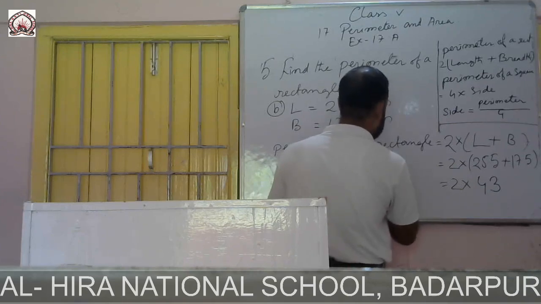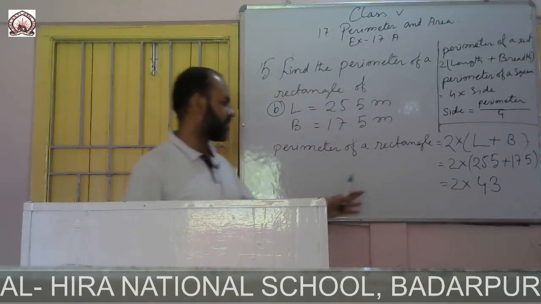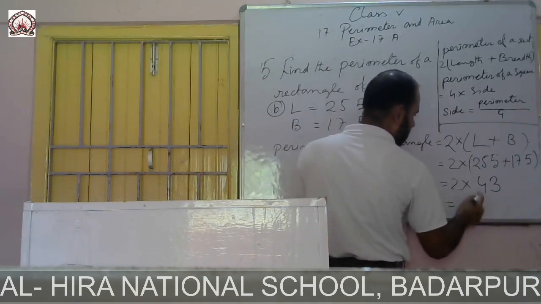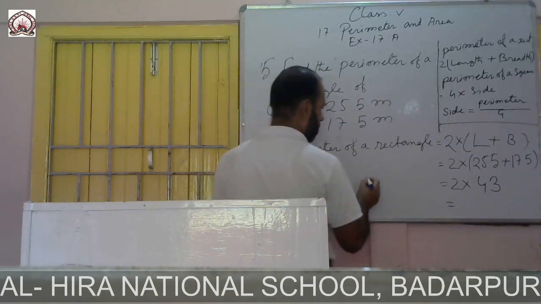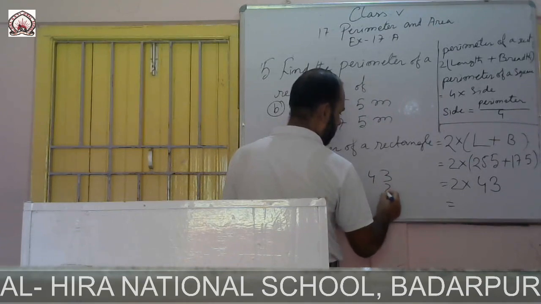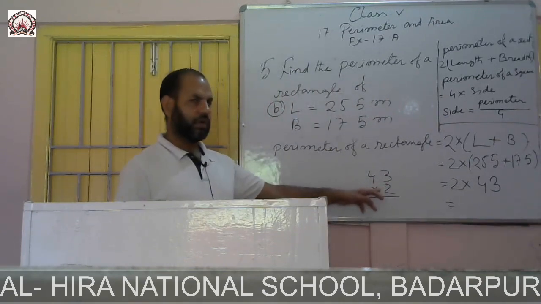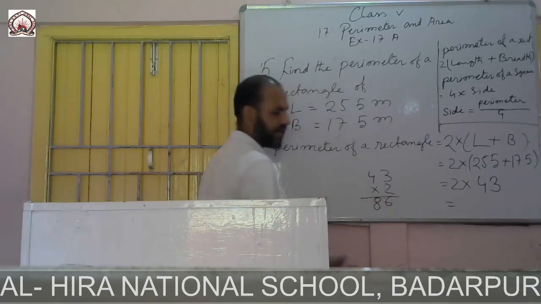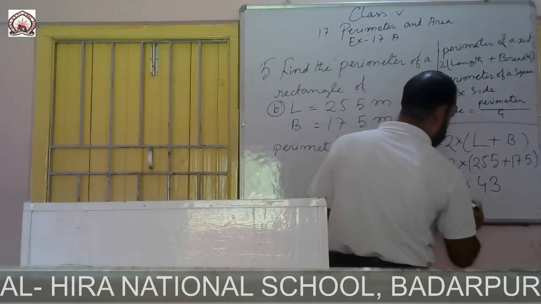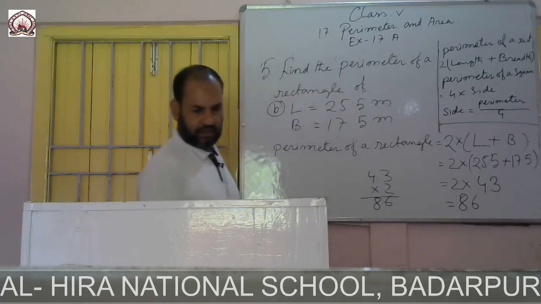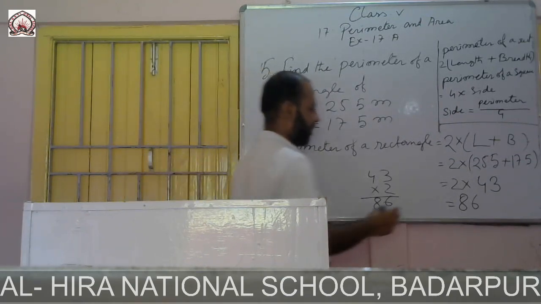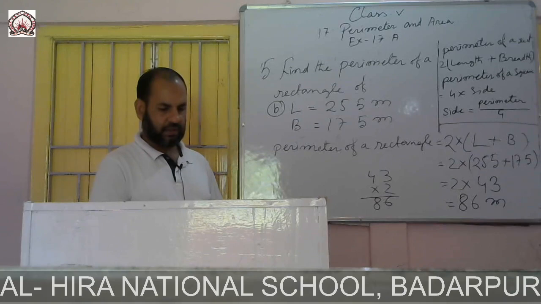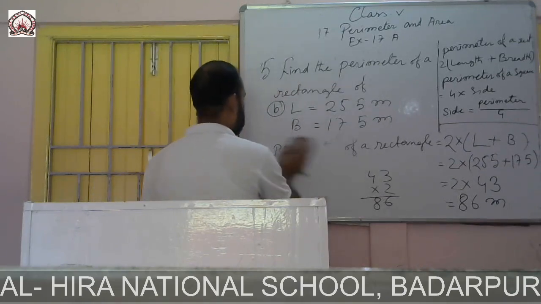Next, it is 43 into 2. 2 threes are 6 and 2 fours are 8. 86 meter. 86 meter. Next, question number 6.